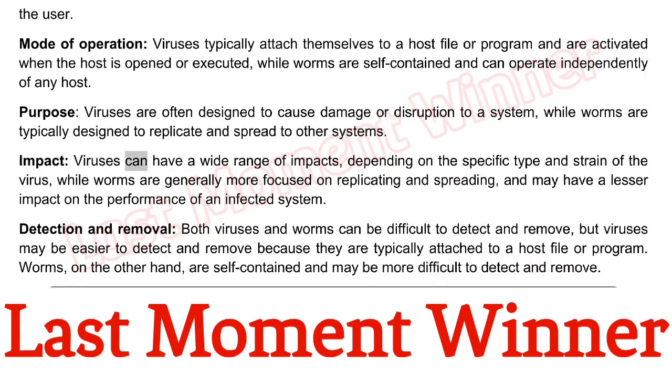Impact. Viruses can have a wide range of impacts, depending on the specific type and strain of the virus, while worms are generally more focused on replicating and spreading, and may have a lesser impact on the performance of an infected system. Detection and removal. Both viruses and worms can be difficult to detect and remove, but viruses may be easier to detect and remove because they are typically attached to a host file or program. Worms, on the other hand, are self-contained and may be more difficult to detect and remove.